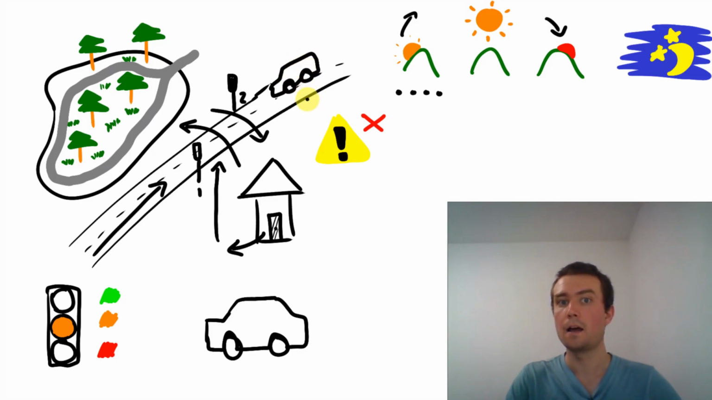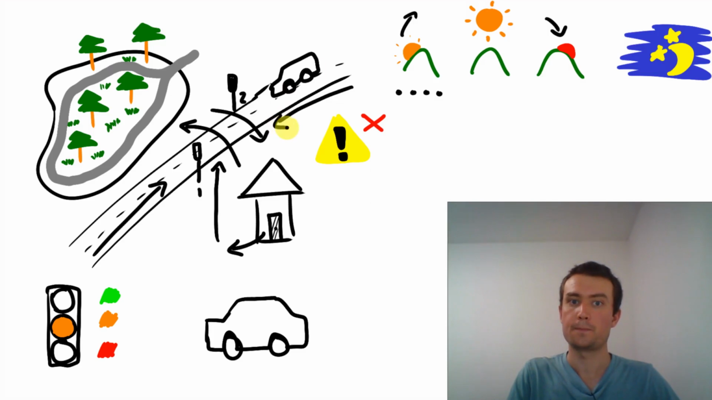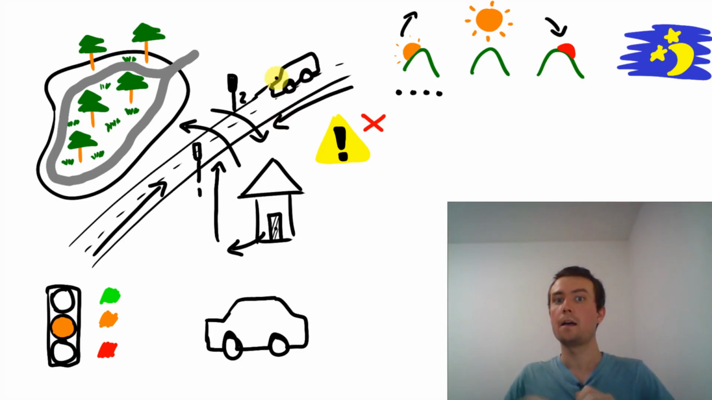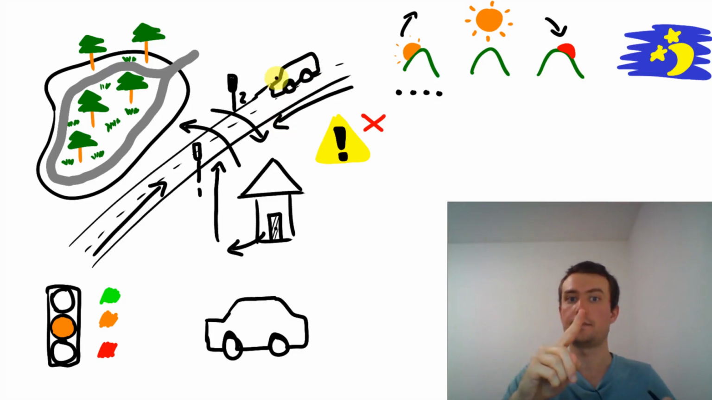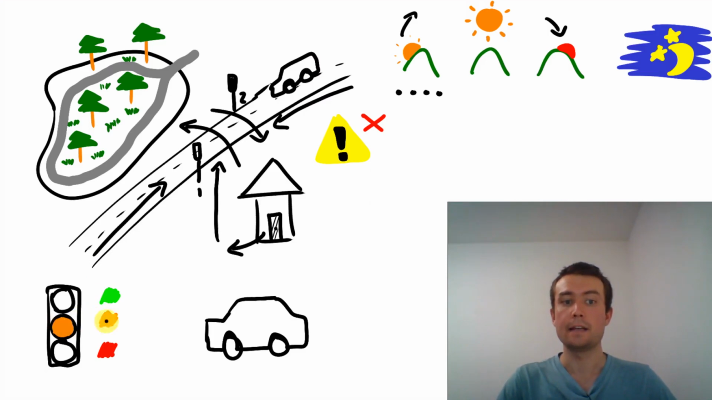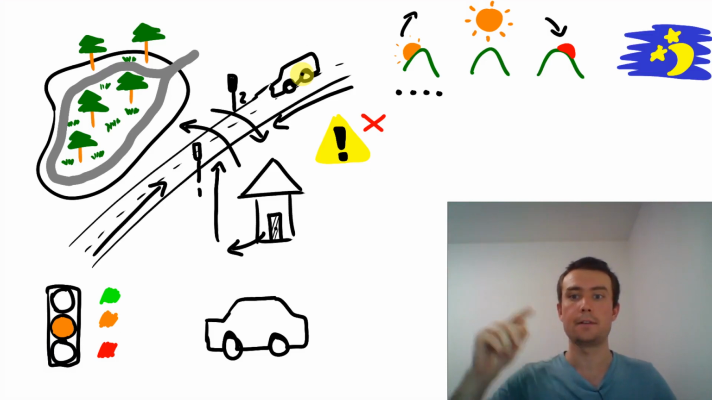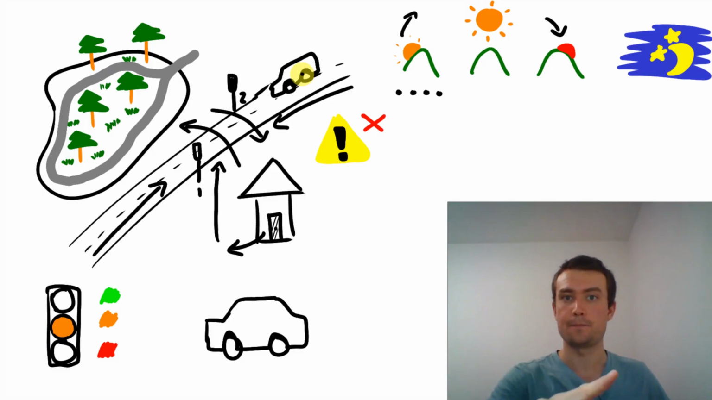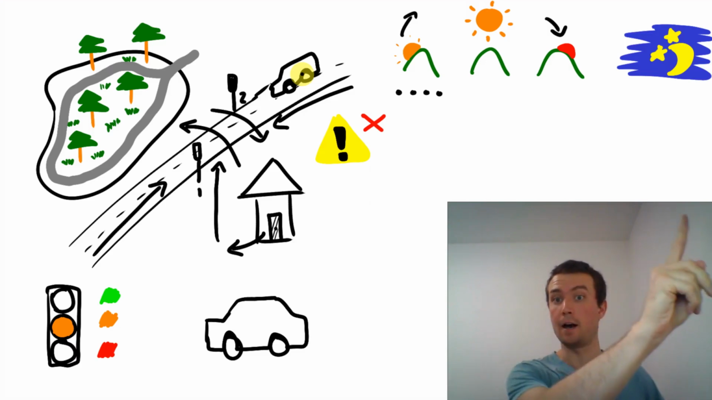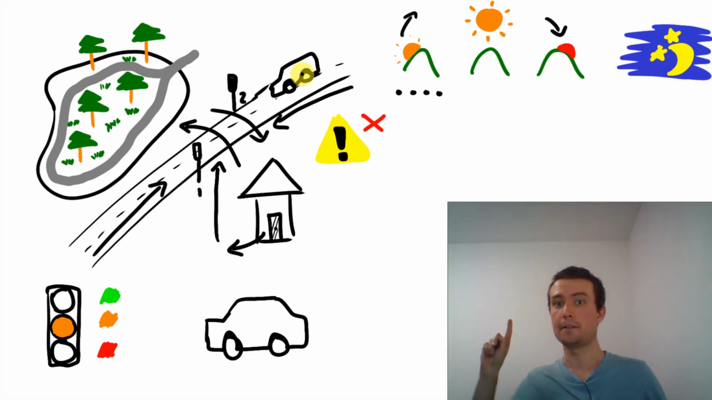A car driving along the road. The car slows down. The light is orange and the car is slowing down. It's not speeding up.